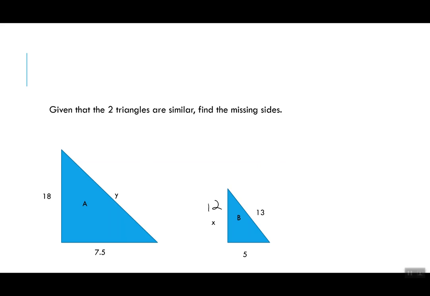Now let's solve for y. Again, I'm going to use my 7.5 over 5, and that's going to be y over 13. I'm going to do 7.5 times 13 is 5y.